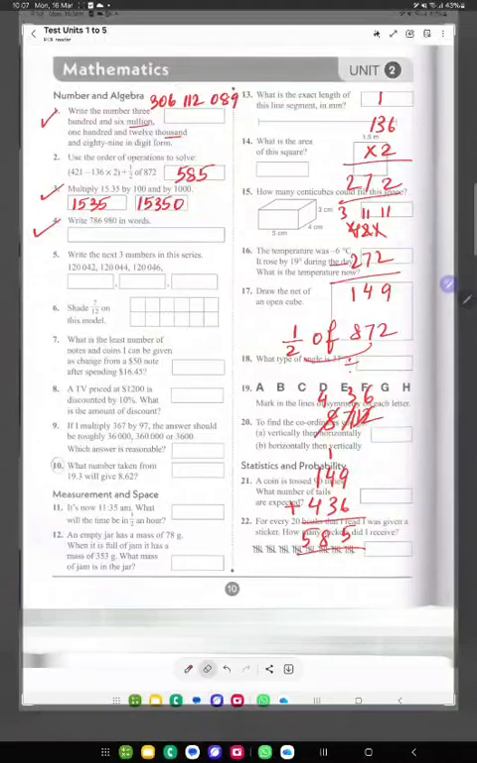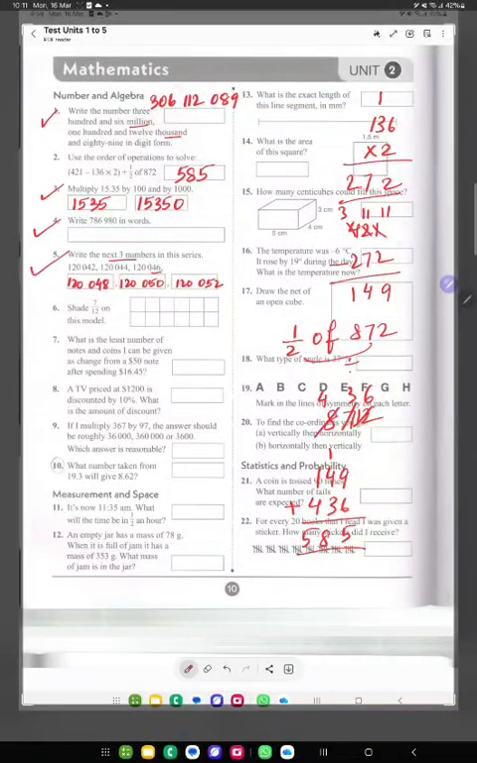Now moving on to question 5. Write the next 3 numbers in the series. You can see it's 120,042, then 120,044. So it's counting by 2. Okay, so here we are counting by 2. So it should be 120,046, 120,048, 120,050, 120,052. Like that. Okay.